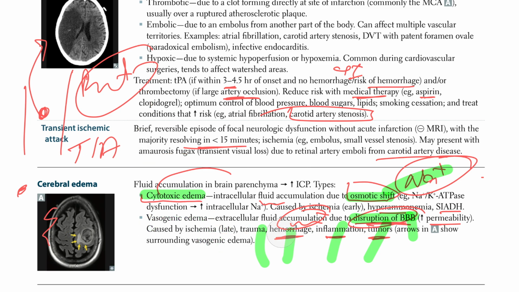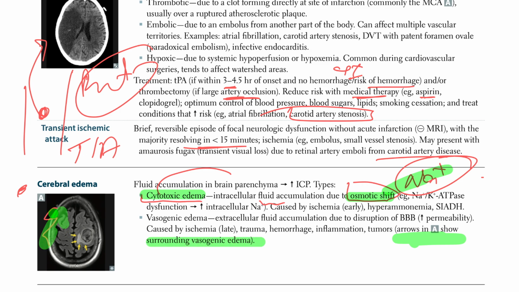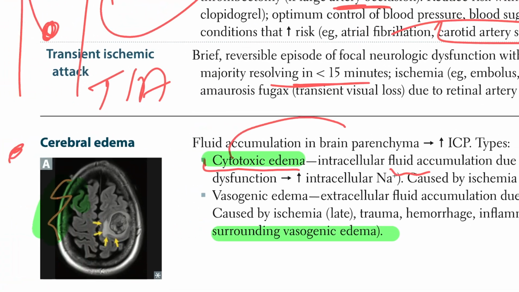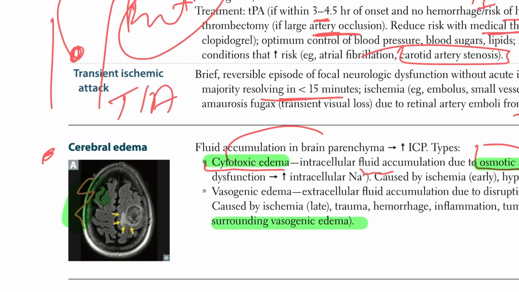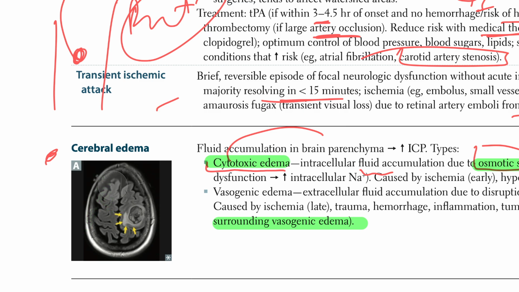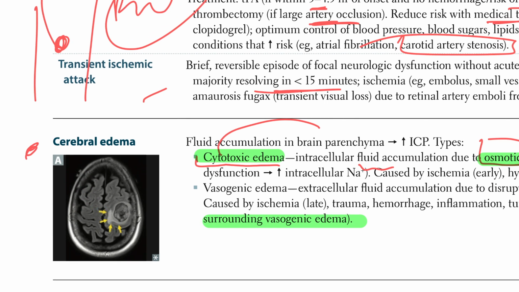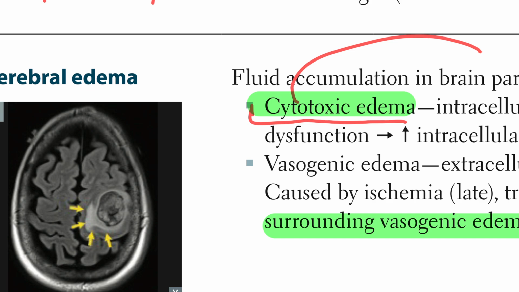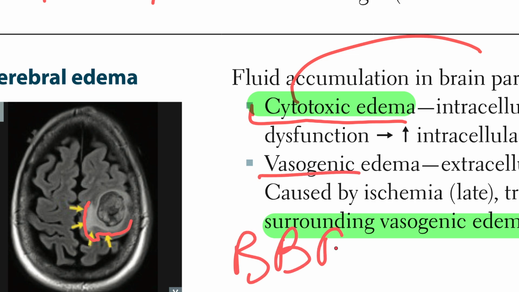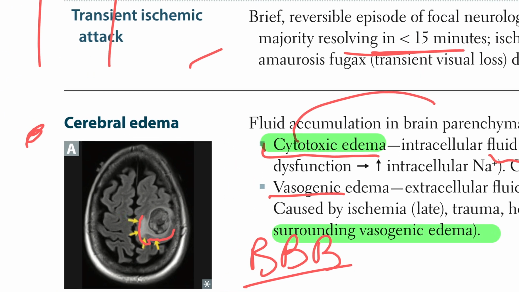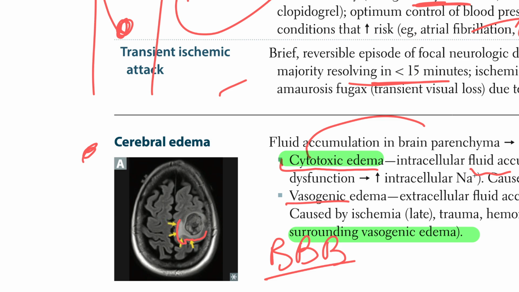Let's look at the picture now. Arrows in A show surrounding vasogenic edema. Arrows in A are showing some lesion here. So there's edema surrounding the structure. There's a mass occupying lesion, most likely a tumor, and you will see some edema surrounding it. So this is the vasogenic edema, disruption of the blood-brain barrier. Okay, and that's all for cerebral edema.